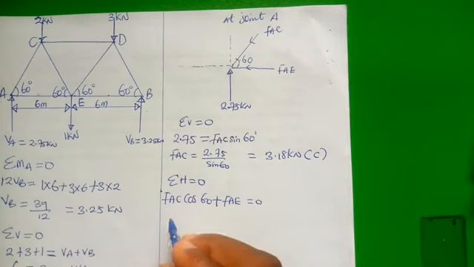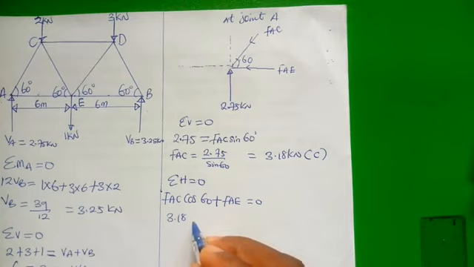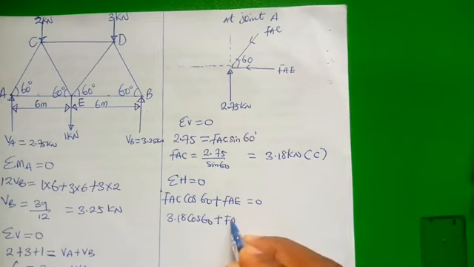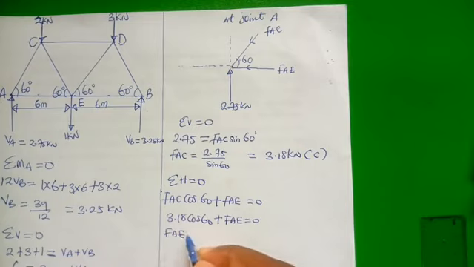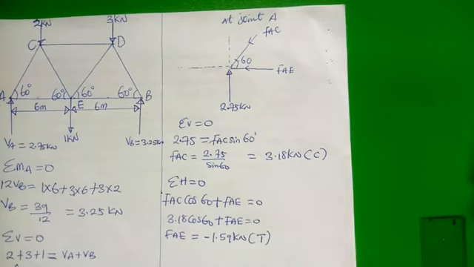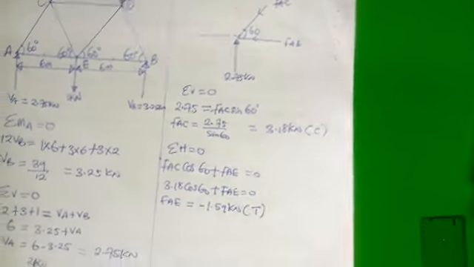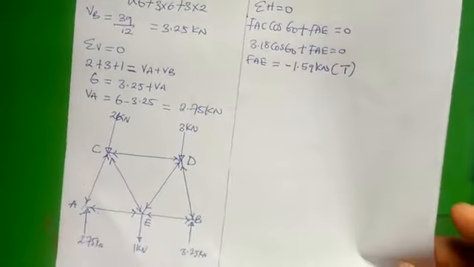You already know the value of FAC to be 3.18. You have 3.18 cos 60 plus FAE equal to 0. So FAE is equal to minus 1.59 kilonewton. This is negative, therefore it is tension. With this, we are done with this joint. Therefore, we can proceed to the next joint.